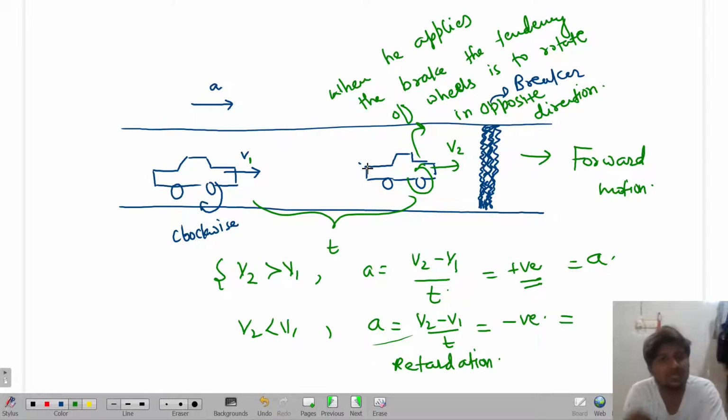But try to understand one very important point: both this acceleration and this retardation happen in only one direction, and that is the direction of forward motion. If someone asks whether retardation is happening in the opposite direction, the answer is no. Retardation is happening along the direction of forward motion, but the magnitude of retardation is equal to the negative of acceleration.